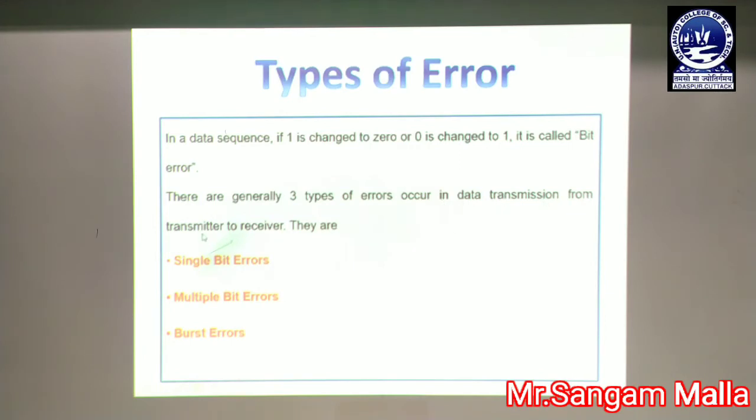There are generally 3 types of error that occur in data transmission from transmitter to receiver. Whenever data is sent from the transmitter to the receiver, we can have 3 types of error in data transmission. These are single bit errors, multiple bit errors and burst errors. The first one we will discuss is single bit error, then multiple bit error, and next we will move to burst errors.